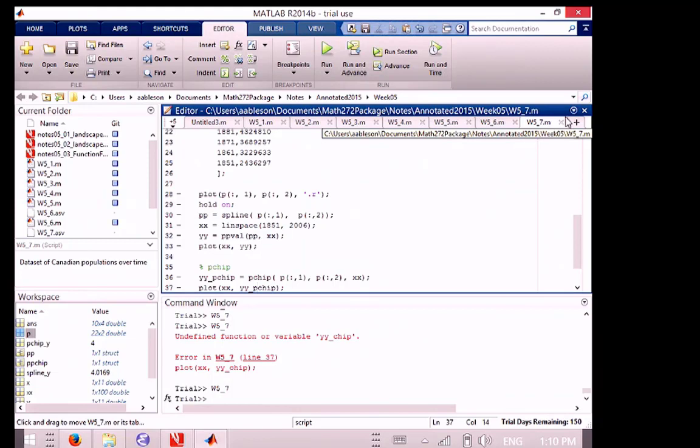Any issues running it, getting it to run? Fantastic. All right. Question? No. OK. All right.